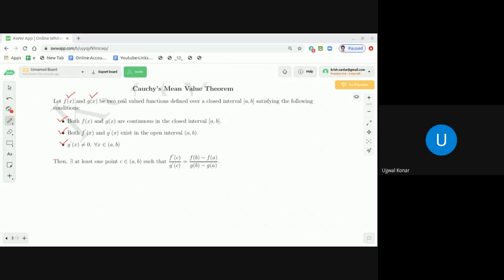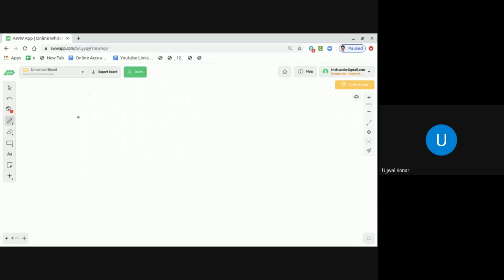Okay, then you'll understand how we can apply our concept of mean value theorem in solving this kind of problem. So dear students, keeping this in mind, this is the first question I'm going to solve, and I will suggest you also open your notebook and do along with me.